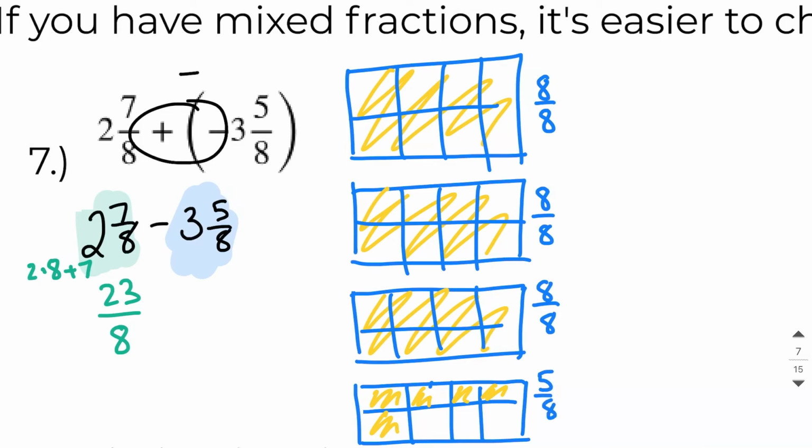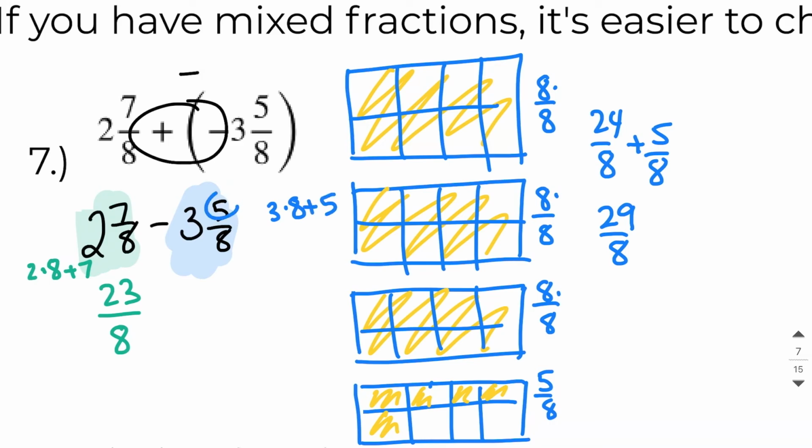So the shortcut is just 8 plus 8 plus 8. We've got 24 out of 8 plus another 5 out of 8. So altogether, that's 29 out of 8. What can we do quickly? Just 3 times 8 right here, and then add that numerator of 5 right here. So this would be minus 29 over 8.